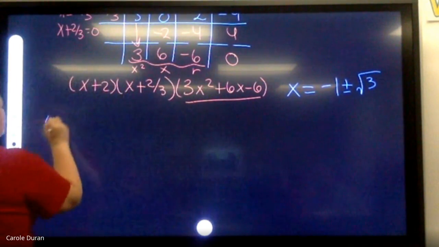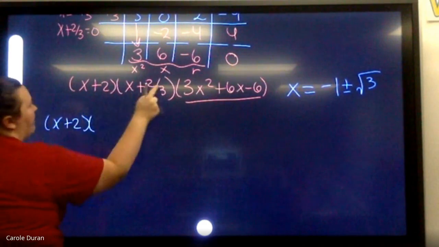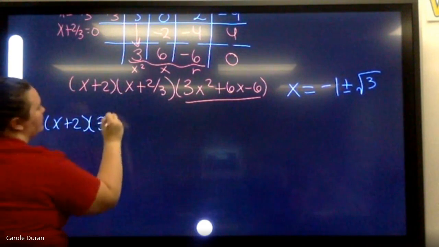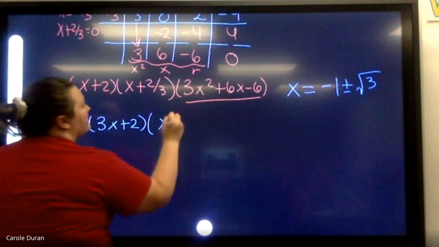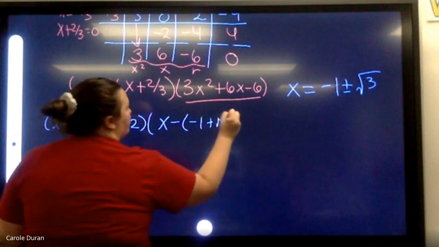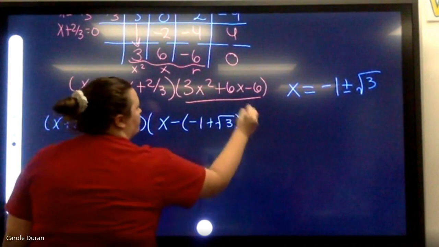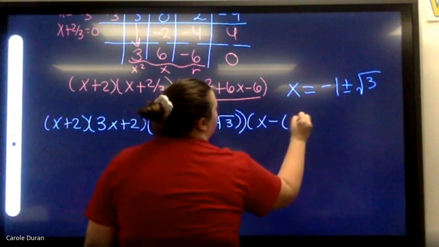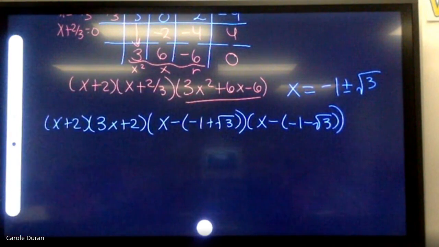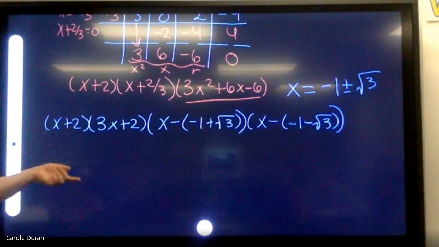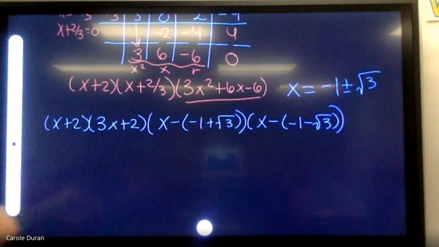So when I write my factors, I have x plus 2. I'm going to rewrite this so it's all linear. So 3x plus 2. I just kick the denominator over with the x. And then I have x minus negative 1 plus root 3, and x minus negative 1 minus root 3. And then those are my factors or my zeros for this polynomial. You could also write them as a list of zeros, which would be -2, -2/3, -1 plus root 3, and -1 minus root 3. That would also be acceptable.